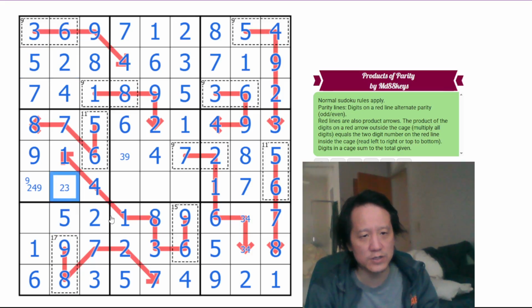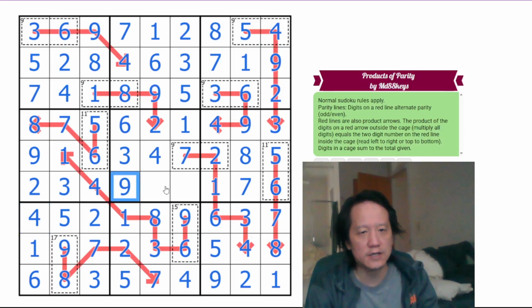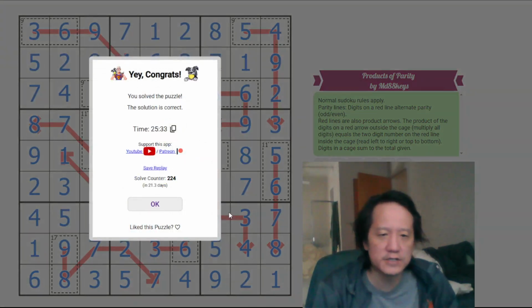2 eliminates 2 here, so it's 3. This can't be 4 or 9, so it's 2. 9 eliminates 9 here, so it's 3. Remaining digit, this 3 eliminates 3 here, so it's 4 and 3, which makes this a 4. This digit is a 9. We have a 5 here, and an 8 here. And that's the remaining digit.